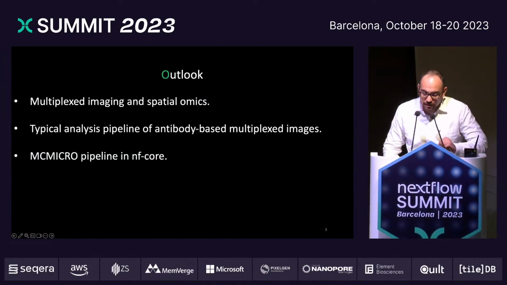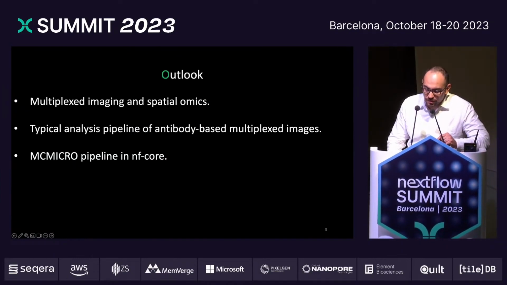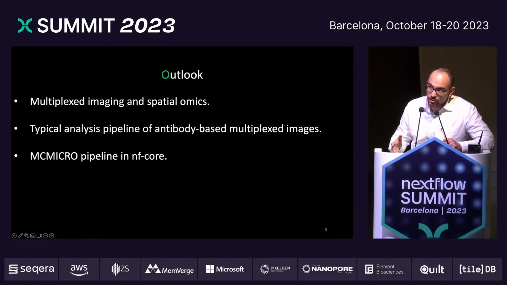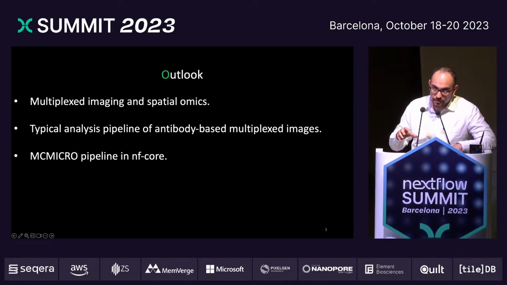So as I said, I want to talk to you about an image processing and analysis pipeline, but I also want to show you the context in which this pipeline lives. So I will make an overview of what multiplex imaging and spatial omics is. Then I will guide you through the pipeline step by step. And finally, I will show you the work that has been done to transfer this pipeline into NF-Core.